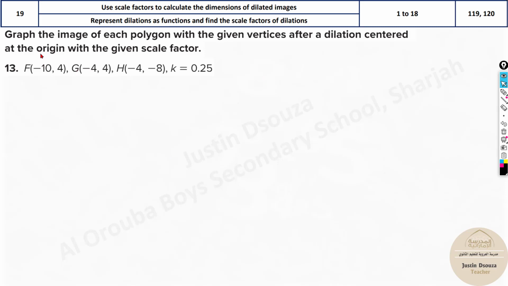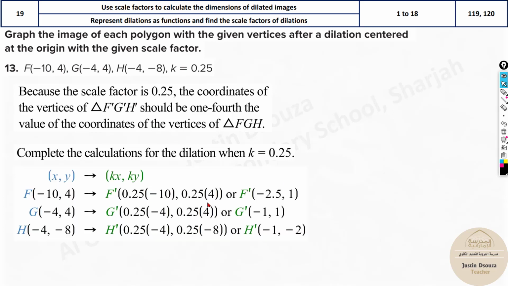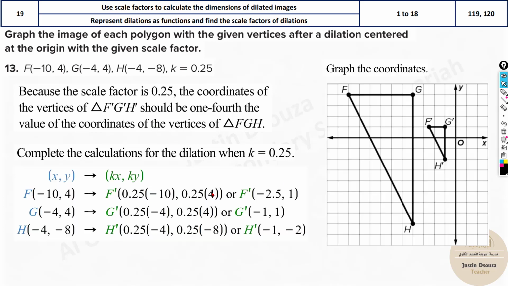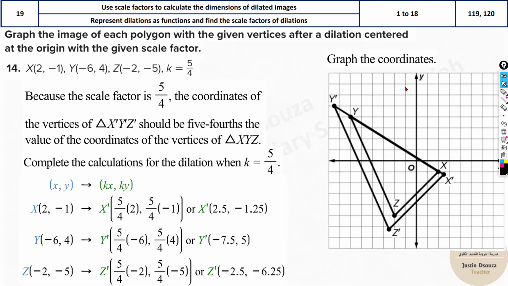Now what have we got? Again, we have got the similar one which we have done before. The scale factor is given. Just multiply them throughout and then easily solve it. We have done this just a while ago, and then we can graph it. Here, the K value is 0.25, so it is a reduction. You can multiply throughout by 0.25 and get the answers. Even over here, it's the same concept. You can easily do it and then check for the answers.